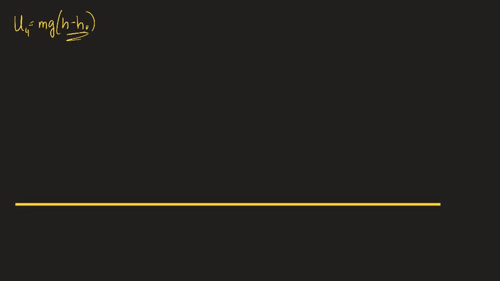Now, there's really not much else about this, but I do want to talk about why I've written it this way, why I put h minus h naught here. The first thing I want you to understand is that this is path independent. I've said that a couple of times, but I want to say it again, and I want to elucidate what I mean.